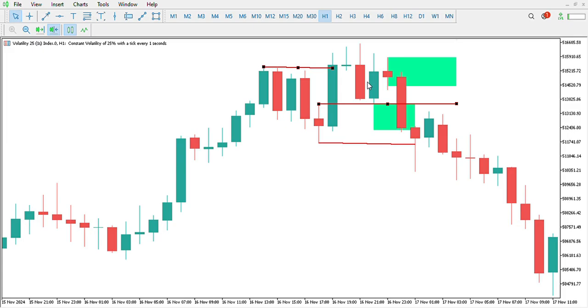So there is a difference between a breaker block and a mitigation block. A mitigation block is a continuation of a trend. It's just like an order block, a comparison of order blocks, like many order blocks, like stairs. If you have gone for these apartments, we have stairs. A comparison of stairs you can call a mitigation block.